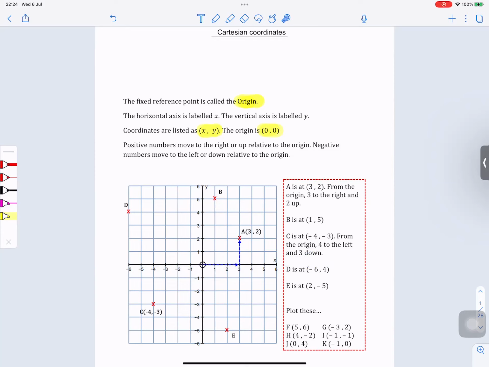So coordinates are listed as x, y. So for example, x is 3, y is 2. And x is 0 and y is 0. So 0, 0 is the origin. So the point at the origin is 0, 0.